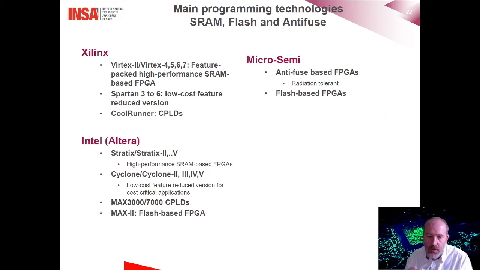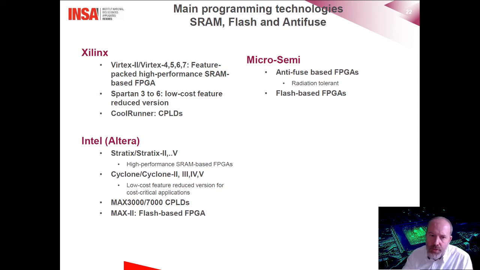In Intel, or Altera, we find nearly the same technology. The Stratix family consists of high-performance SRAM-based FPGAs, nearly the same as the Virtex from Xilinx. The Cyclone family are low-cost devices that are used for cost-critical applications and are similar to the Spartan family in Xilinx.